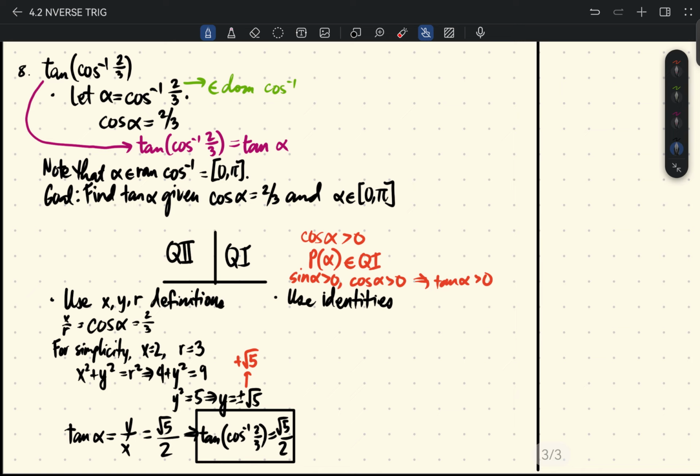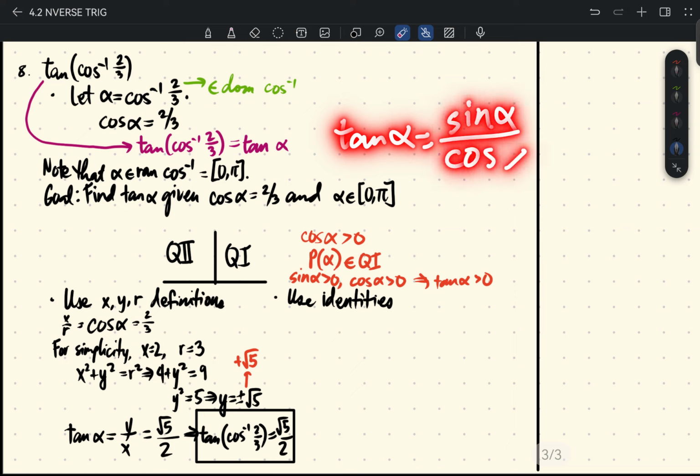But if you want to use identities, take note you are looking for tangent. So usually we don't really want to use tangent alpha equals sine alpha over cosine alpha. Why? You're only given cosine alpha and you don't know anything about sine alpha. So if you will use that equation, you have two unknowns.